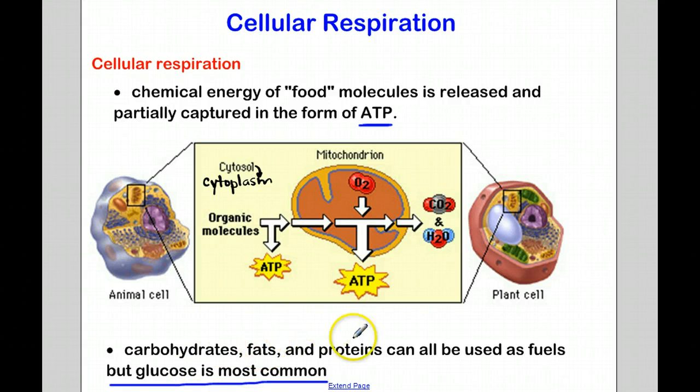However, fats and proteins, if you recall, a lot of these biomolecules are made up of the same elements. So it wouldn't be hard to convert some of these fats and proteins into glucose as well. So generally, all I want you to think about for this is that glucose is the most common. So this is important here. Although others can be used, it's the most common for sure.